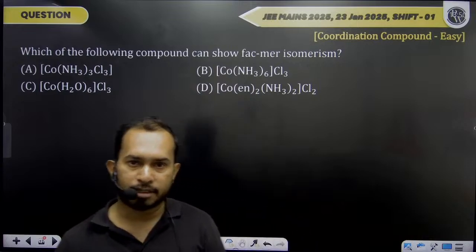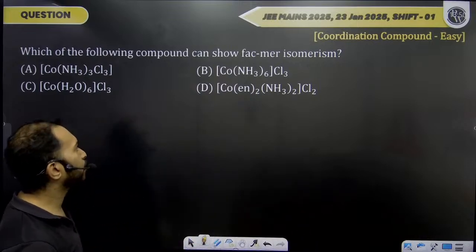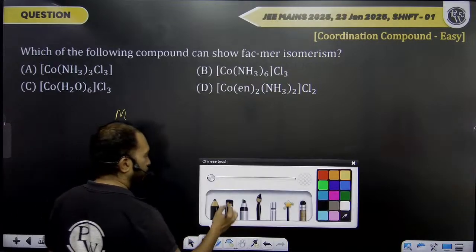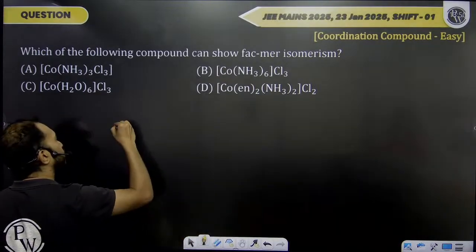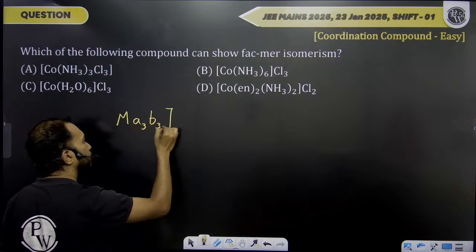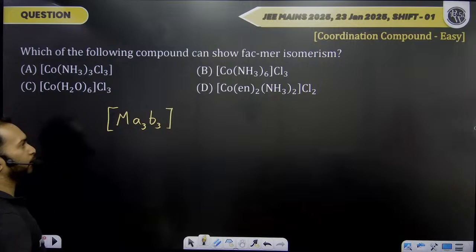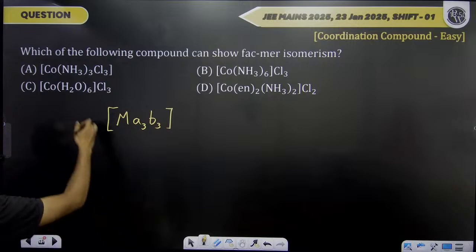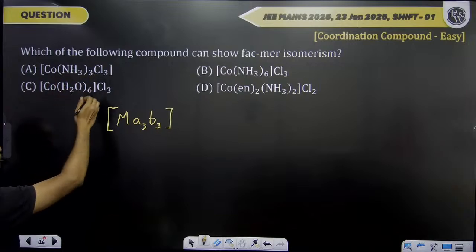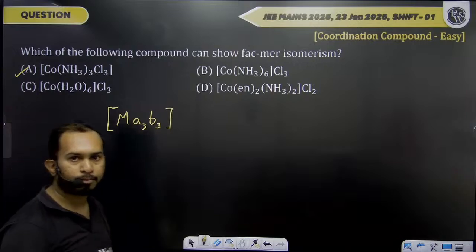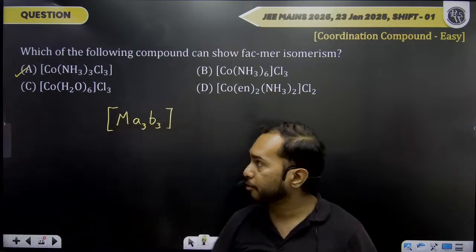It's a very, very easy question. It is mentioned in NCERT that the complexes which can be written in the form Ma3b3 can show facial and meridional isomerism, right? So let's look at the options. First option, cobalt, ammonia thrice, chloro thrice. So option A is correct. Obviously, this will show facial and meridional isomerism, Ma3b3.